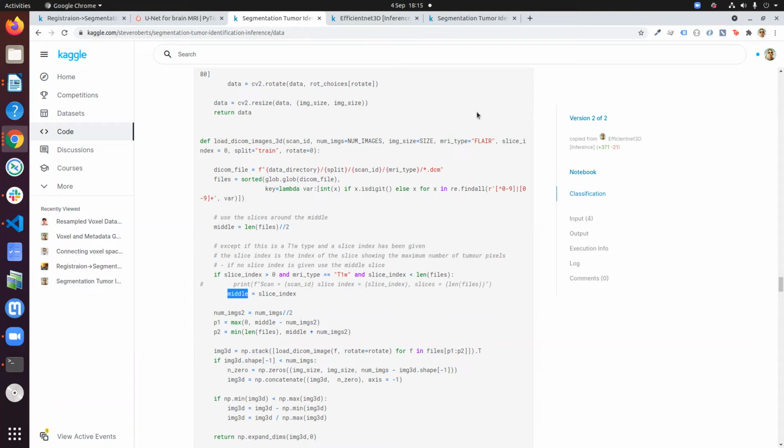I think it's because, as I say, the segmentation model has only been trained on axial, and some of the images that come in are axial, some are coronal, some are sagittal. So the segmenter can't deal with those other ones yet.